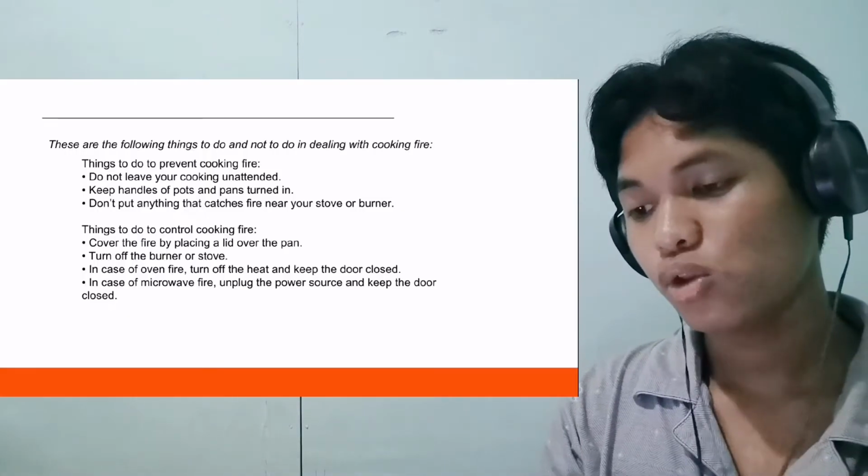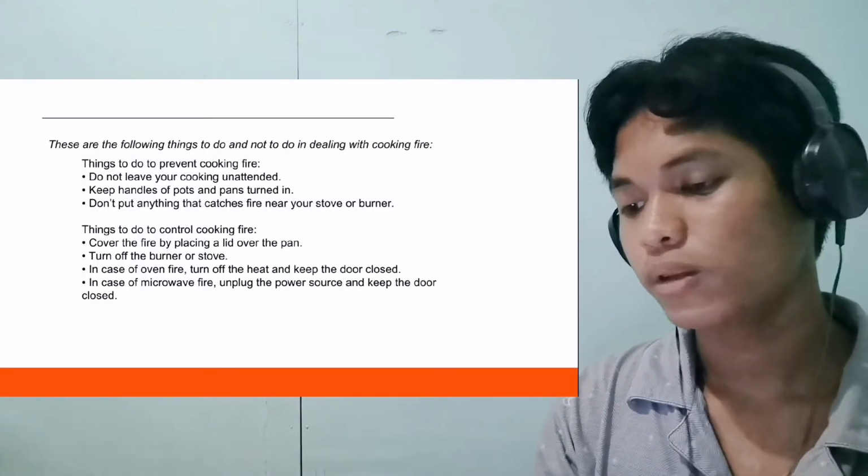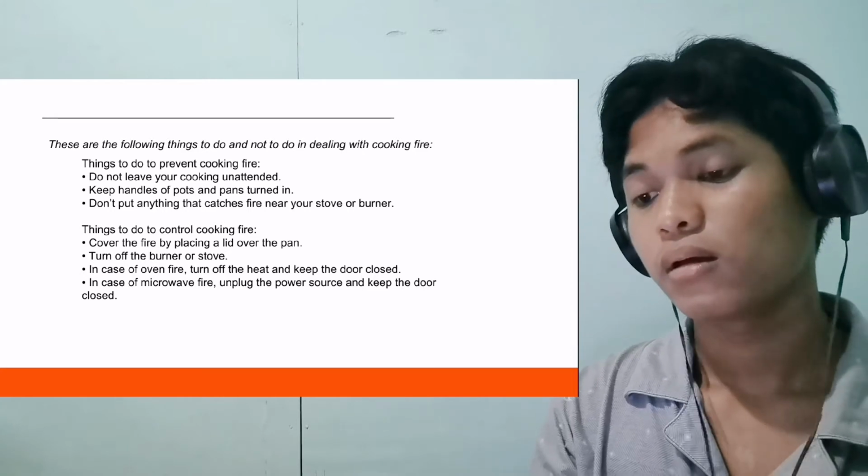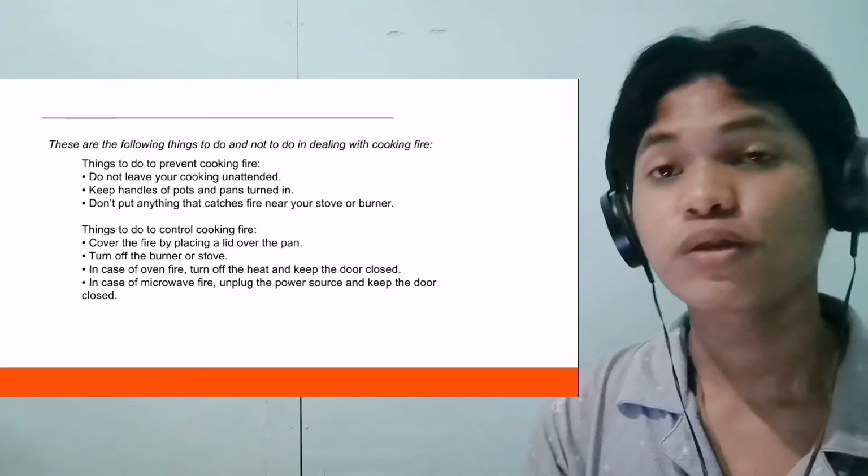So alam naman natin na sa ating tahanan, ang kusina ang pinaka-vulnerable sa pag-start ng sunog, kung kaya't kailangan nating malaman ang mga dapat at di dapat na gawin to prevent or during a fire. These are the following things to do and not to do in dealing with cooking fire. Things to do to prevent cooking fire.